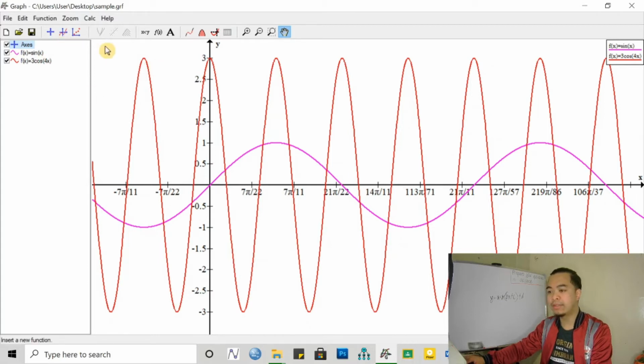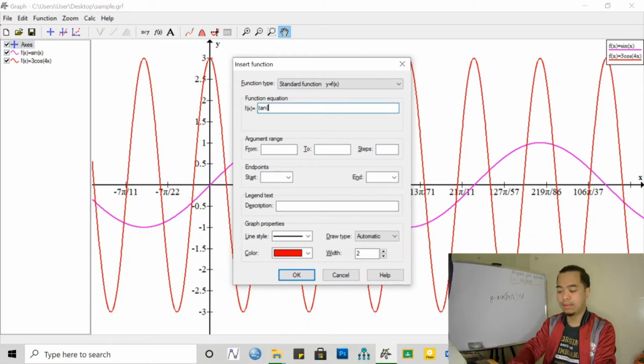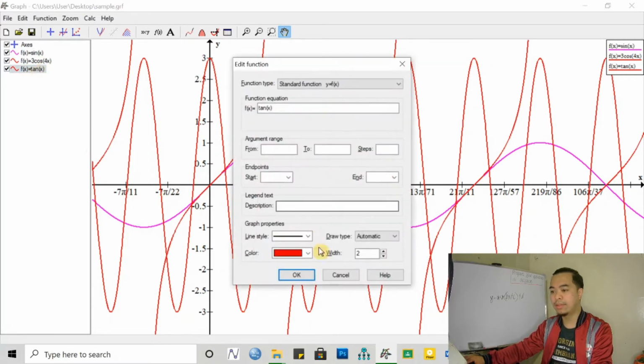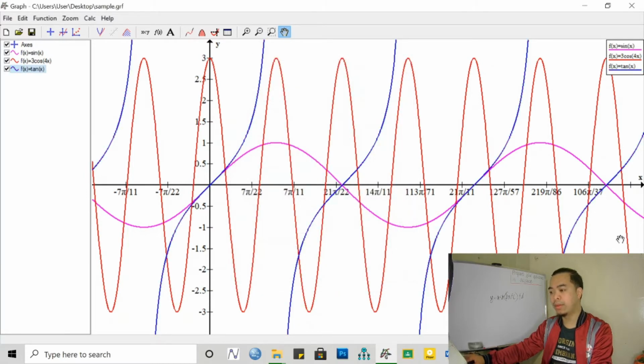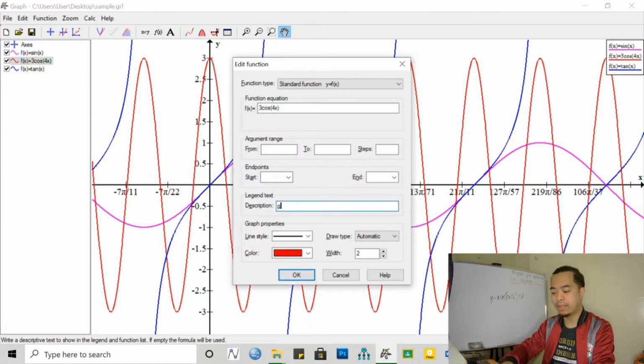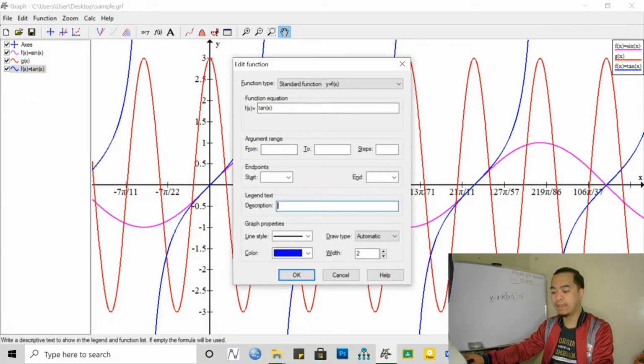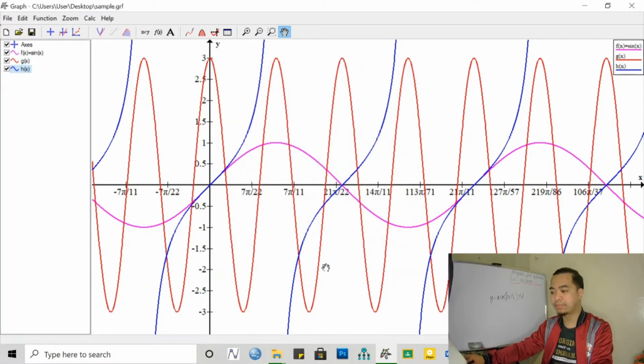How about a tangent function? Say tan of x. How does it look? Let's use another color other than red. Blue. Let's use blue. So there we have it. We may change the name of our legend just to be more consistent, because they are not all f of x. So maybe you want to name them with different names, such as for the cosine function, we name that as g of x, and for the tangent function, we name it as h of x. There we have it, the graph of the 3 trigonometric functions.